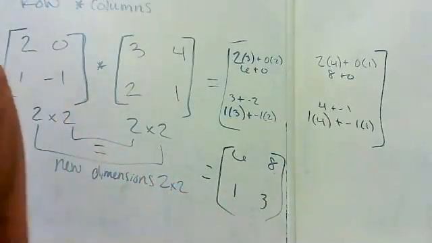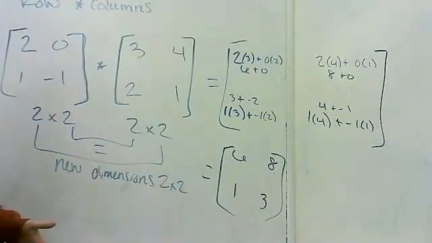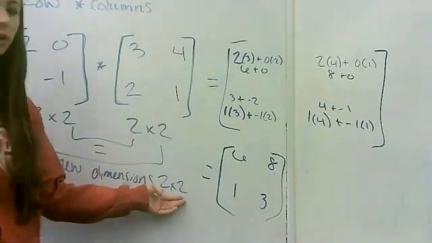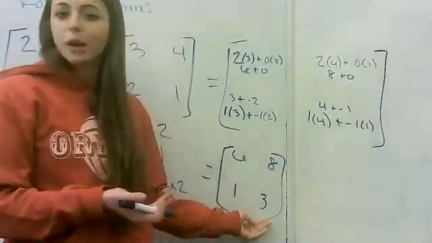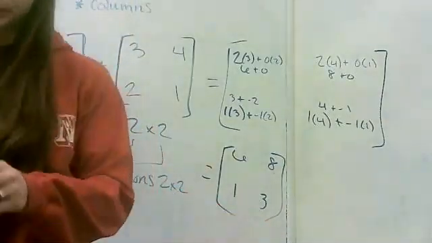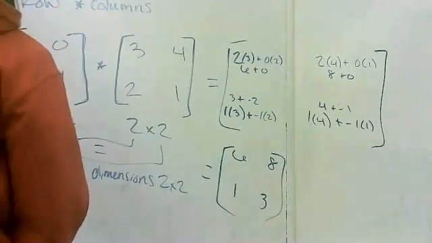It's always good to check yourself in the very end to say, well, what kind of a matrix should I have gotten? I was supposed to get a 2 by 2 as my new dimensions. Well, look at that. I got a 2 by 2 for my new dimensions. Okay. Let me do a couple more with you guys.